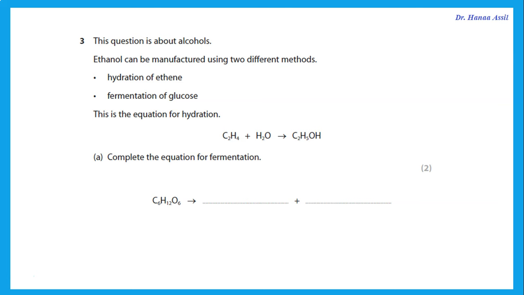The equation for fermentation is what? You should remember that fermentation means I'm going to put yeast on glucose, and this changes it into what? Into ethanol. This is how we write ethanol in an equation, C2H5OH plus carbon dioxide, and please don't forget to balance. So this is the balanced equation for fermentation. Glucose, which is C6H12O6, changes into ethanol, C2H5OH plus carbon dioxide.